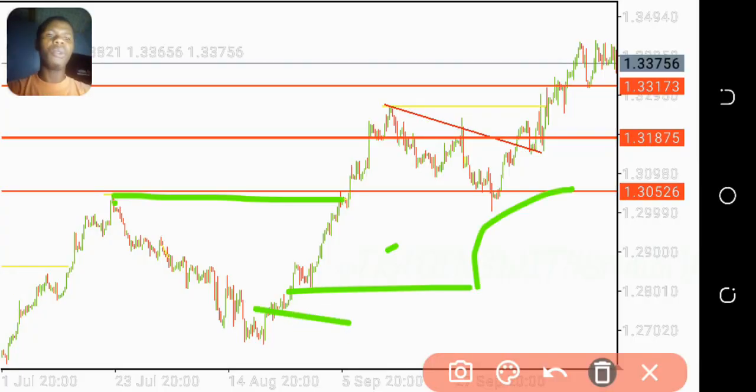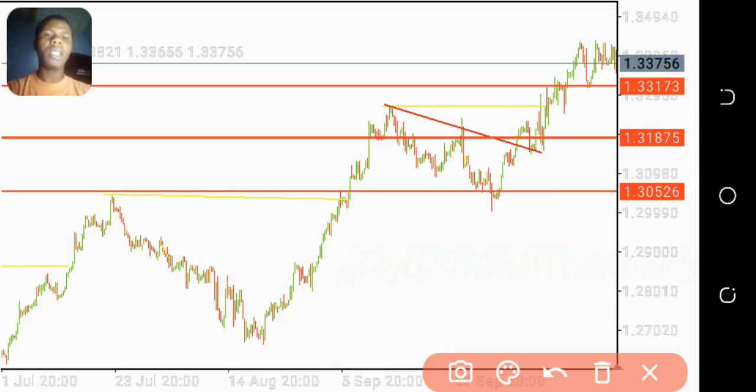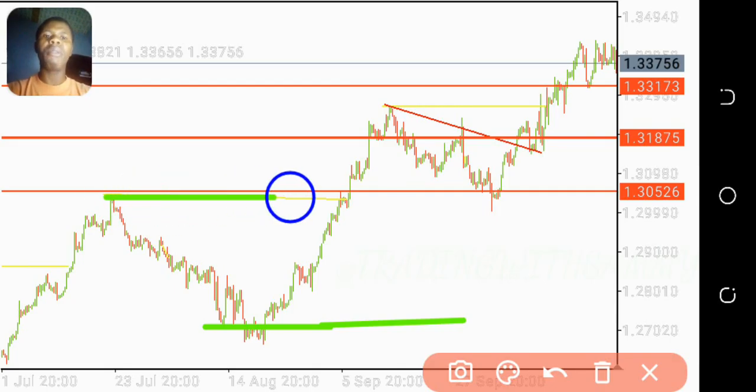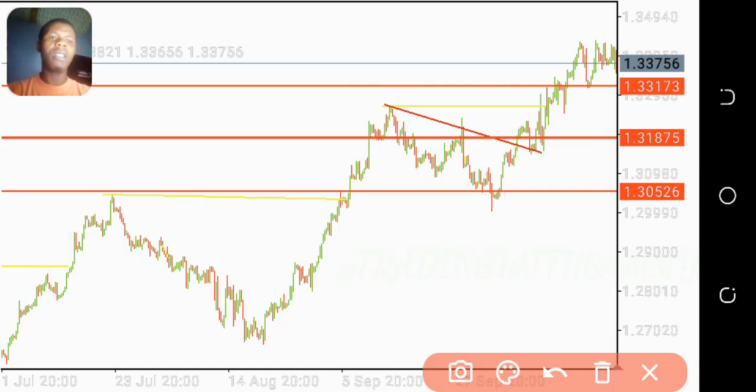How do I know this? If you look very well, there's an imbalance here. I talked about this in the previous video. Why am I confident that price will come back here? This is a break of structure. Whenever there's a break of structure, it means price will definitely come back to retrace before going back to the upside. In this scenario, it did not come back immediately, but it definitely will. So that's one of them.